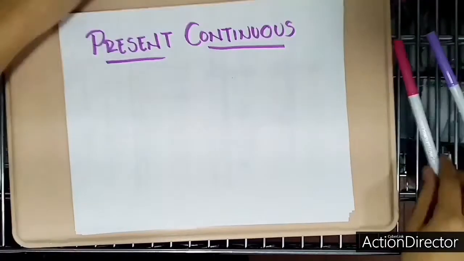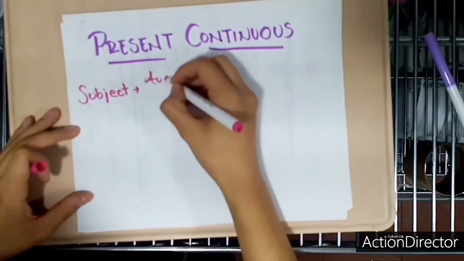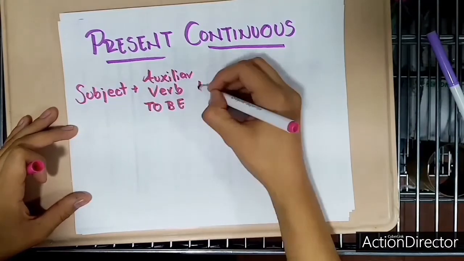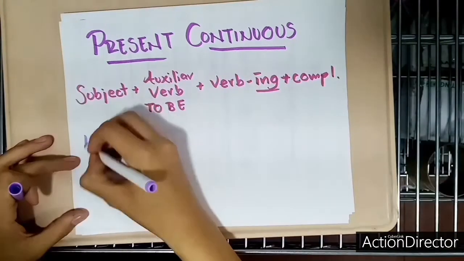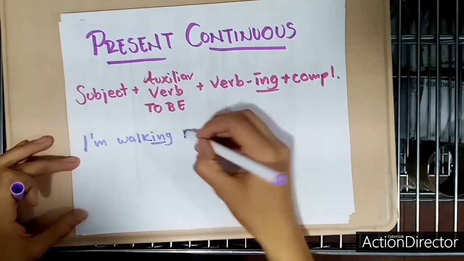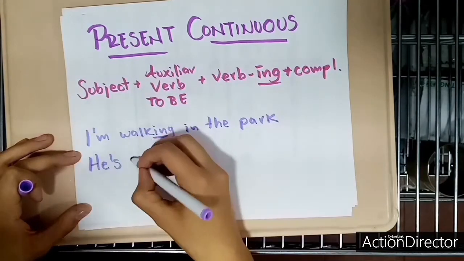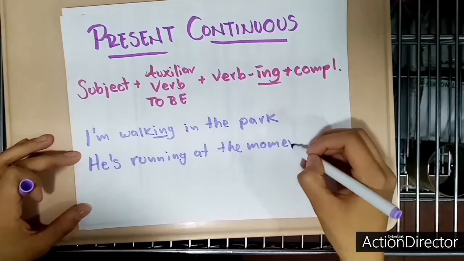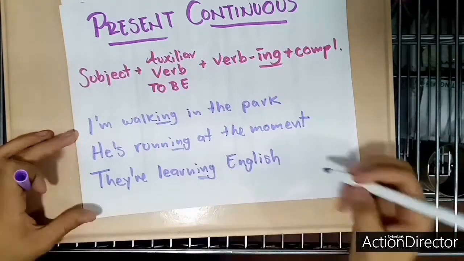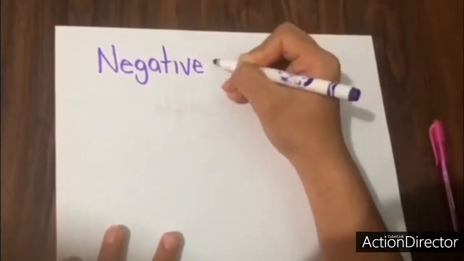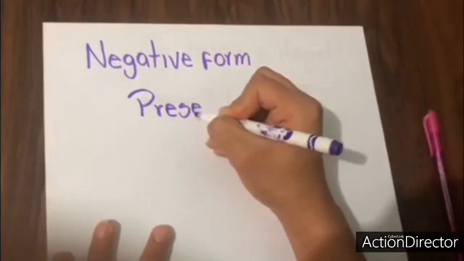Now, in present continuous, the structure of affirmative sentences is subject plus auxiliary verb to be plus verb with ing plus complement. For example, I'm walking in the park. She is running at the moment. They are learning English.